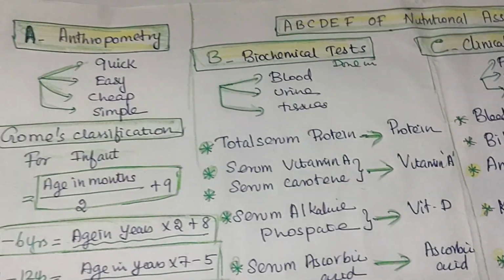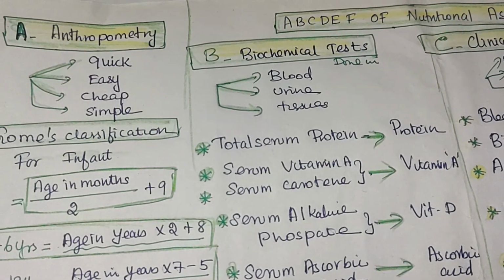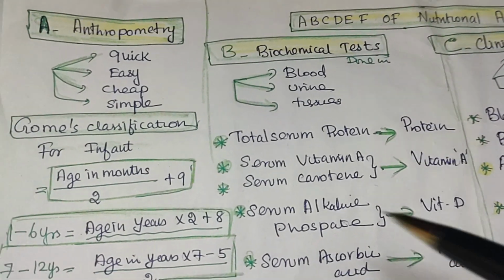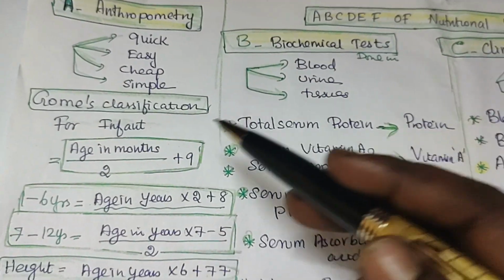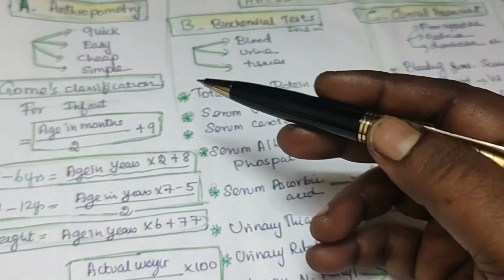So what is A? A is called the anthropometric measurement. It is one of the very quick, easiest and cheap methods we can use. It is a simple method.